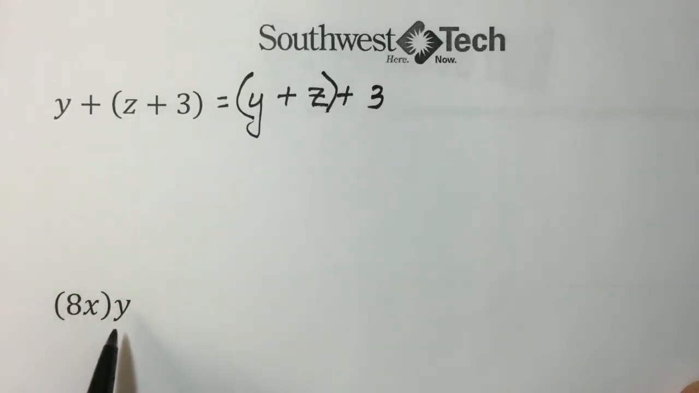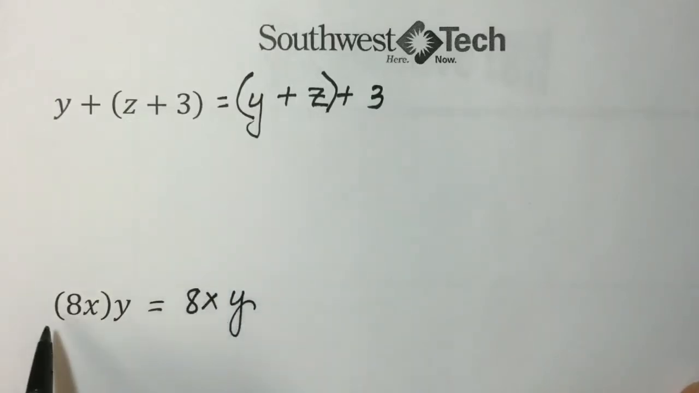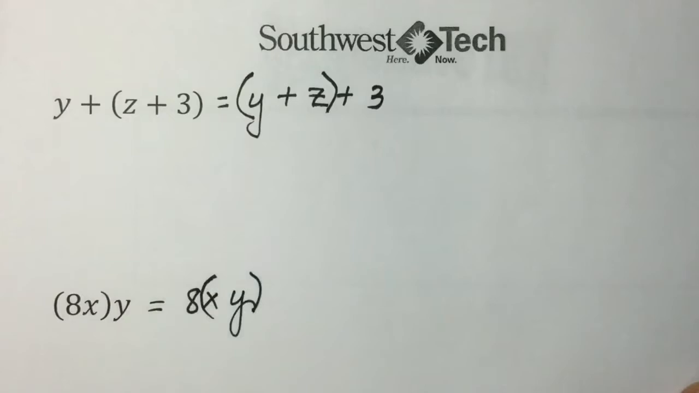Here we have multiplication entirely. We'll leave the order the same, 8 times x times y, but instead of 8 times x first as the priority, indicated by the parentheses, we will give the priority to the two variables.